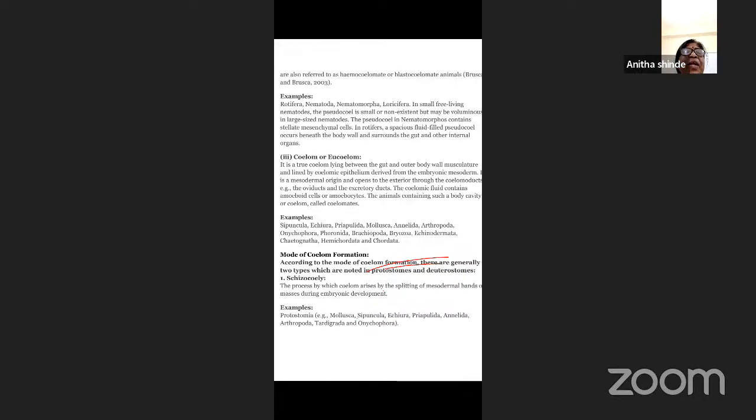Examples are again nematodes. The main ones are rotifera, nematoda, nematomorpha, loricifera, all those things. So basically we can say you find the pseudocoelom in nematodes. Okay. The next is what?